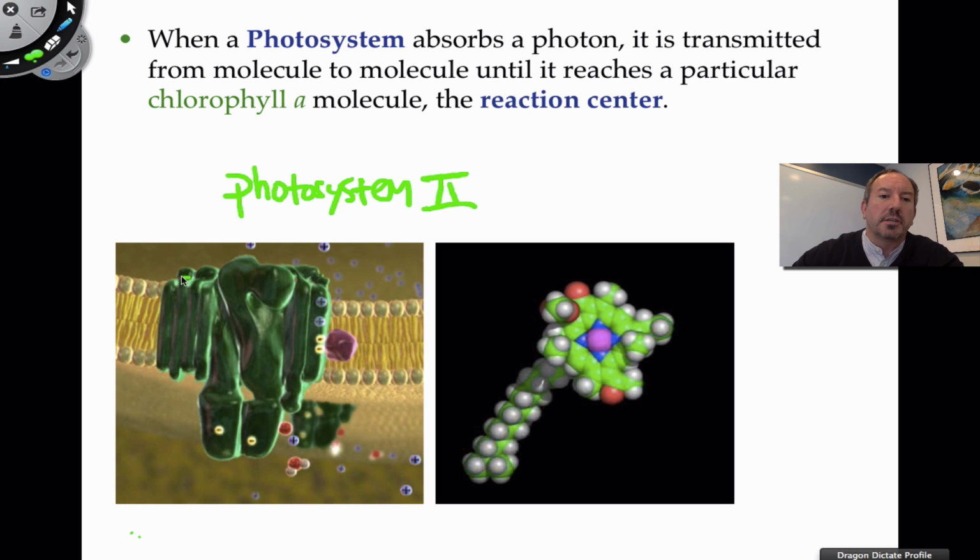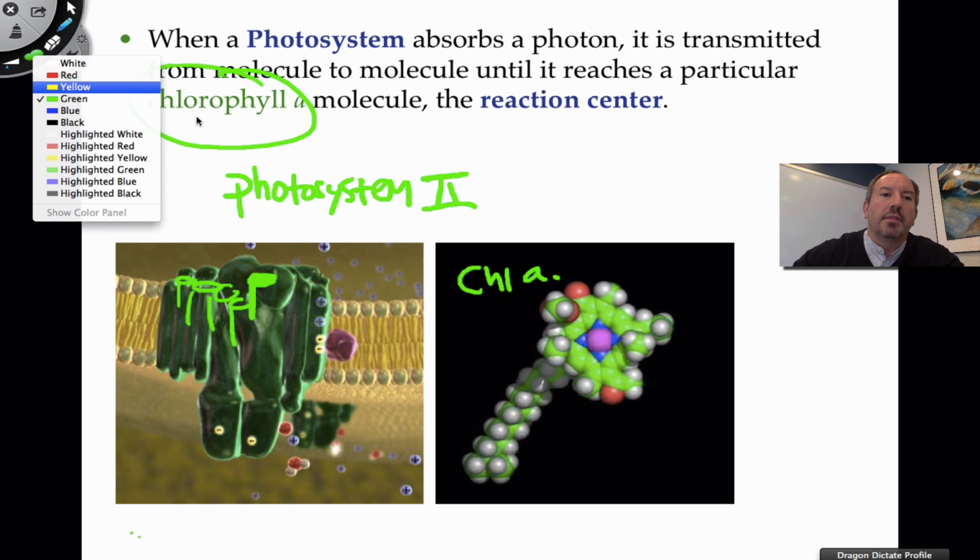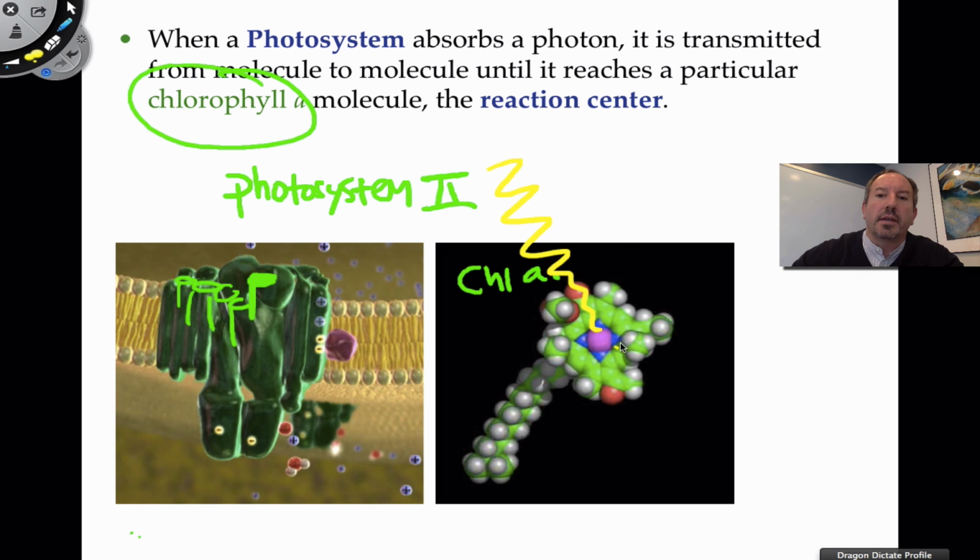And there's a bunch of chlorophyll, so if I were to draw them in like that, in the center of this thing is the reaction center, which is often chlorophyll A. Let's make this one chlorophyll A. There's chlorophyll A, and it's going to be the one that gets its electrons excited.